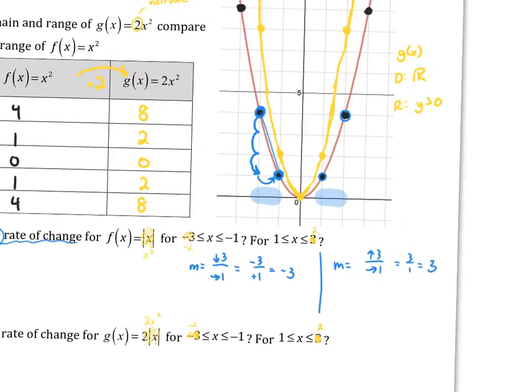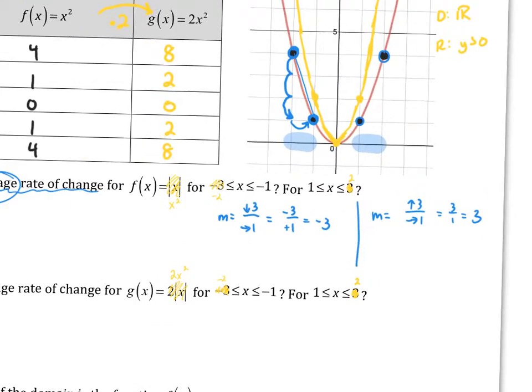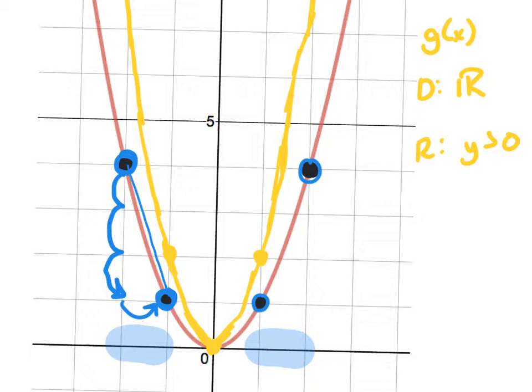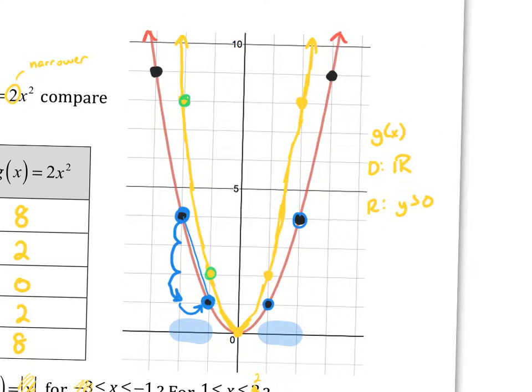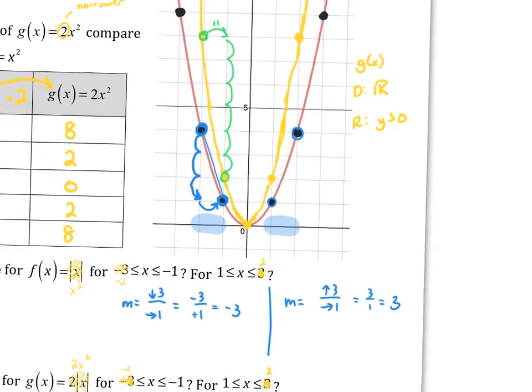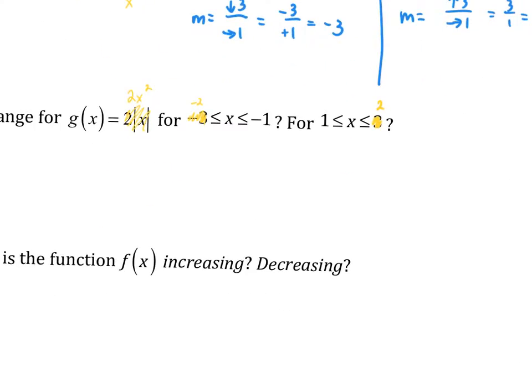So how do we approach it for the yellow line, the g of x? I'm going to use green here. So here is my g of negative 1, and here's my g of negative 2. So how much up, down, left, or right do we go? Well, we go positive 1 to the right, and we go down 1, 2, 3, 4, 5, and 6. So in this case, the slope is down 6, right 1, so my slope is negative 6.